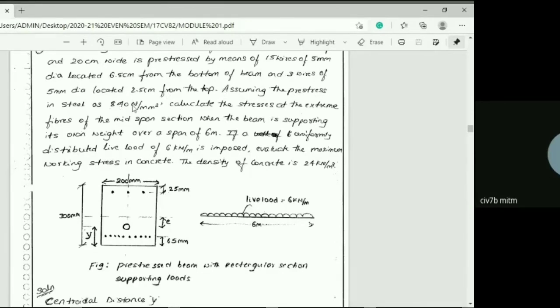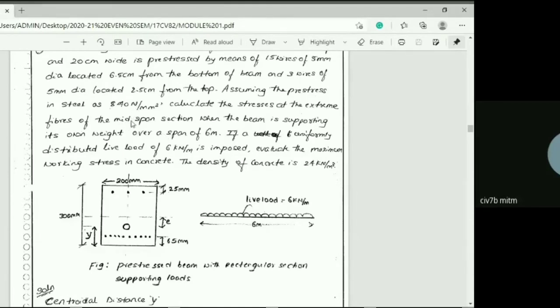Assume the pre-stress in the steel as 840. They have been given the stress in the steel, 840 Newton per millimeter square. Calculate the stresses at the extreme fiber of the midspan section. So the problem is clearly asking what will be the stress encountered in the PSC element or PSC section at the extreme fibers of a midspan section.